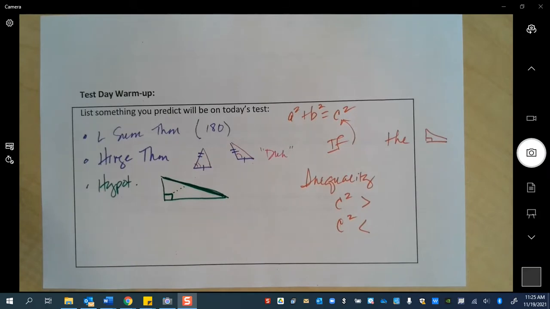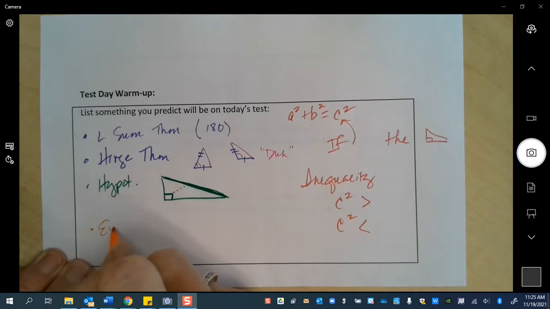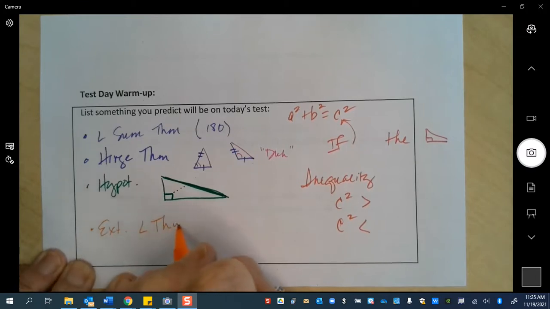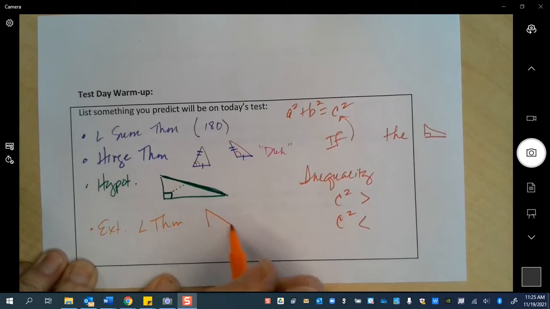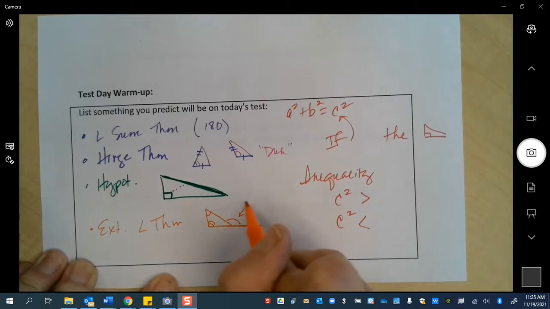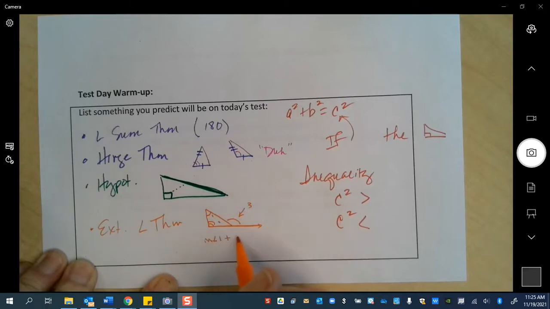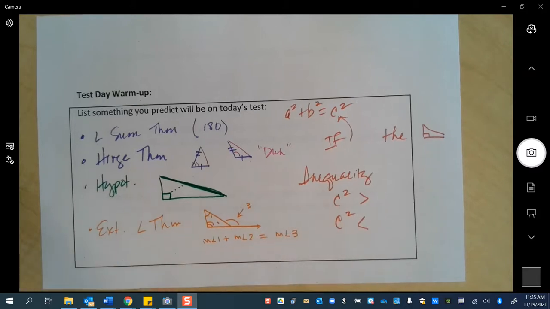Call it out. The exterior angle theorem. Do you know what an exterior angle is? When we talk about our exterior angle theorem, draw yourself a picture. If I have a triangle, if I extend that one side, this is my exterior angle. And I know that it's going to be equal to the sum of the other two. So if I call this angle 1, angle 2, and angle 3, I know that the measure of angle 1 plus the measure of angle 2 is equal to the measure of angle 3. What else? Call it out.